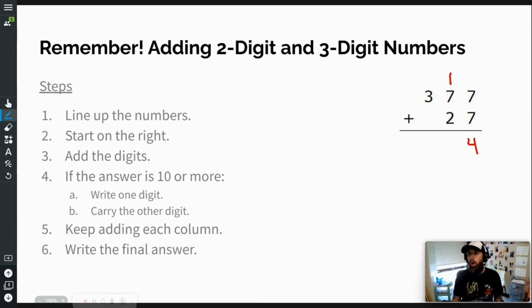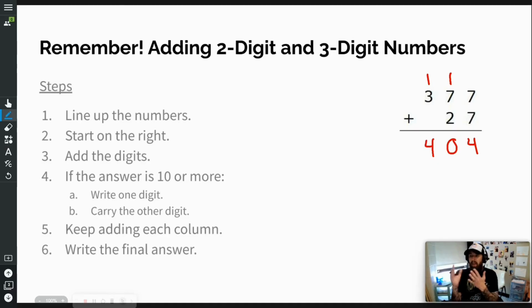What do we do with that 1? Add it to both of these. So now we do 1 plus 7, which is 8. 8 plus 2, which is 10. So we have a number that's 10 or more again. 10 is 1, 0. So you write out your 0 and carry the 1 and then finish the problem. 1 plus 3 is 4. 4 plus nothing is still 4. And you get 404.